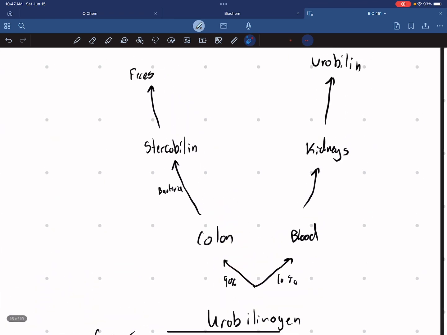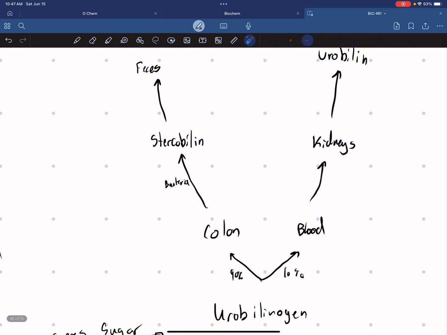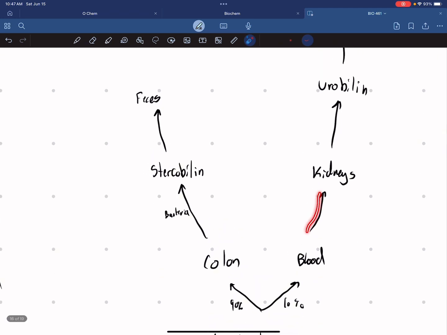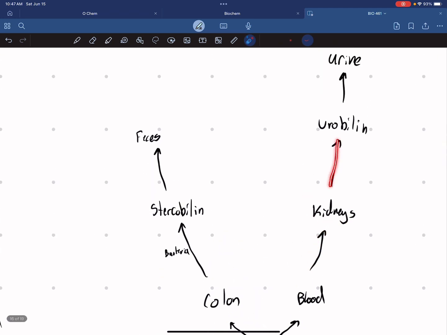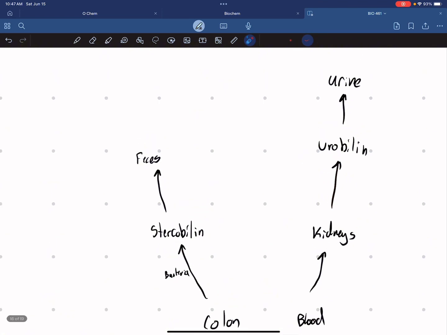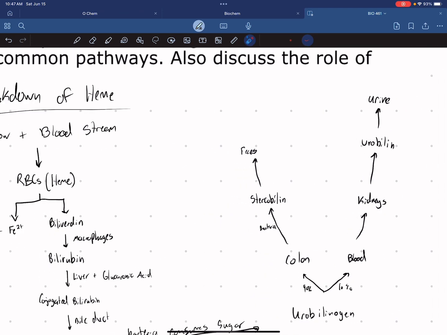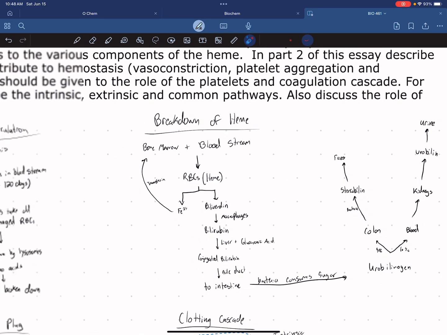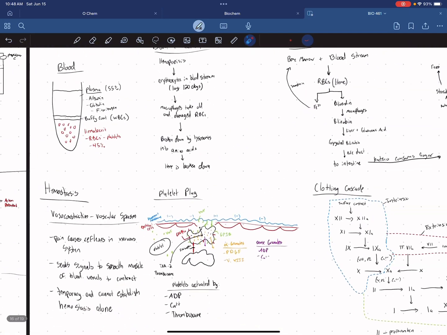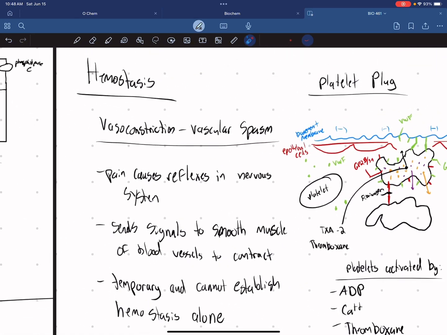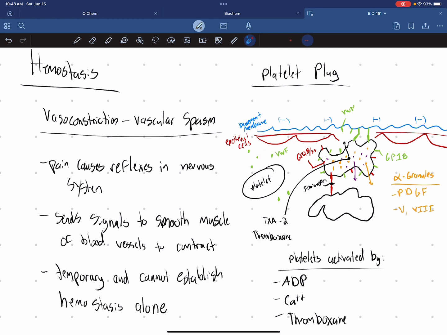Going to the colon, there will be bacteria in the colon that convert this urobilinogen to stercobilin, which then goes into our feces. The 10% that goes into the blood will be filtered through the kidneys and become urobilin, which has that distinctive yellow color, which is part of our urine. And that is how the heme in our blood is broken down after the red blood cells are used throughout those 120 days.